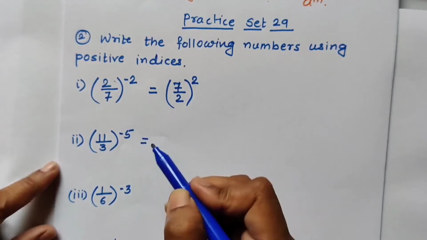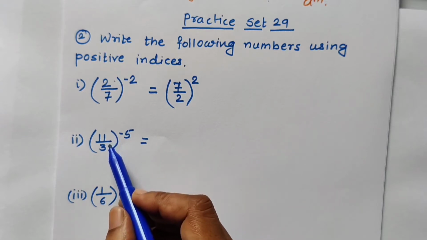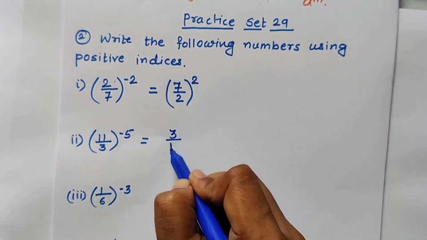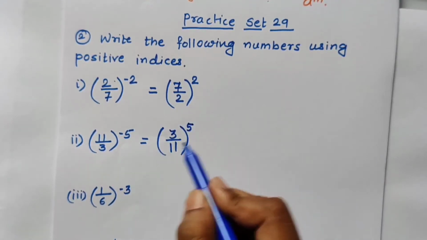Same way, next sum, write 11 upon 3 raised to minus 5. 11 upon 3, we have to write the multiplicative inverse of 11 upon 3. What is the multiplicative inverse of 11 upon 3? It is 3 upon 11. And then write the index positive. Minus 5 will become plus 5.